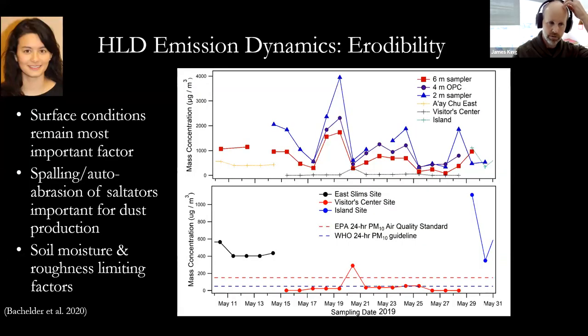Joe Batchelor was able to use some of these measurements to come to some conclusions about some of the sediment transport processes, by measuring not only the dust emission, but some other variables at the same time, which includes some potential spalling or a different type of autoabrasion for the saltators that were producing the dust. That also gave way to really high increases in arsenic and lead concentrations in the dust relative to the soil sediments.